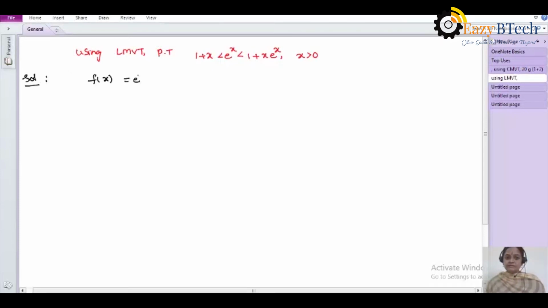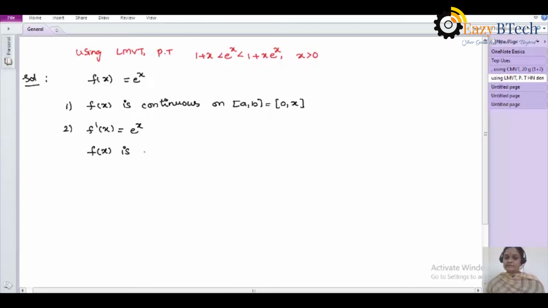f(x) = e^x. First condition is verifying continuity. Then f(x) is continuous because it is an exponential function only. So f is continuous on [a, b]; here x > 0 was given, that means the closed interval [0, x]. Then f'(x), the differentiation of the exponential function, is exponential only. Then f(x) is derivable on the open interval (0, x) only.